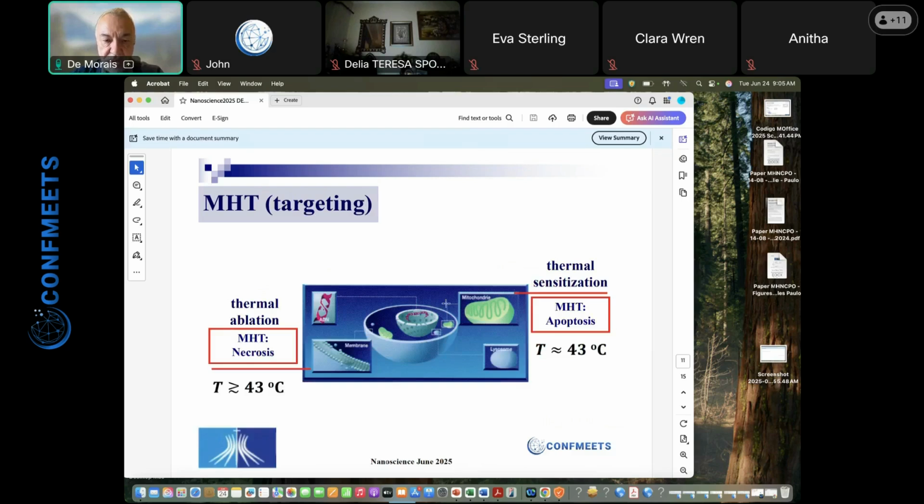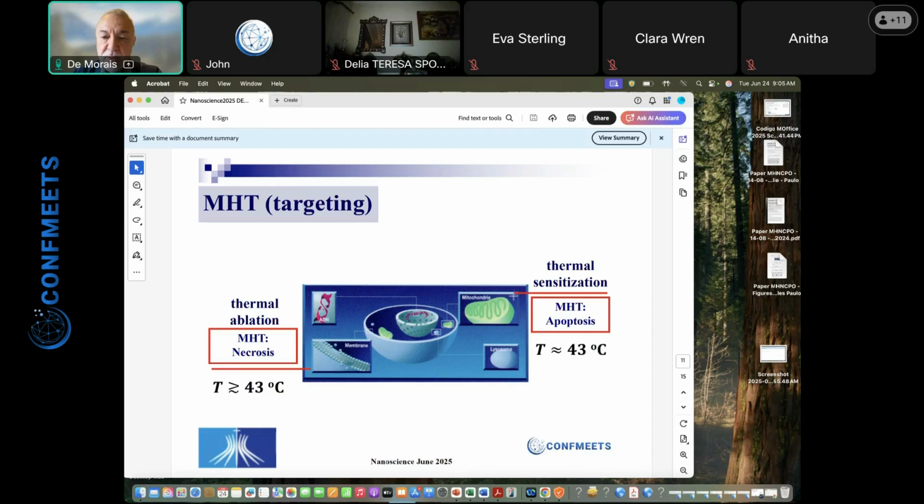What is the difference, actually? When you do thermal ablation, operating magnetic hyperthermia higher than 43 or 45 degrees centigrade, you break up the cell membrane, and then you trigger necrosis in the tissue. It's not a very good option.